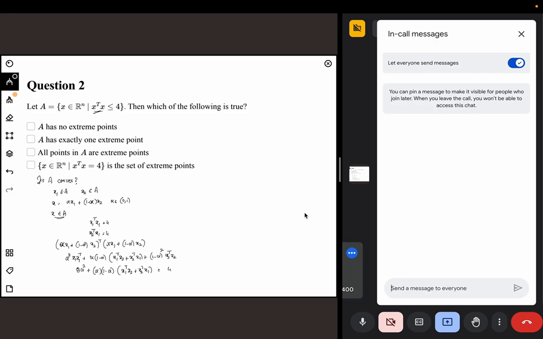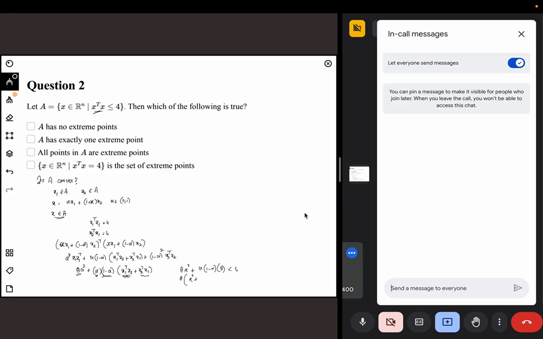But can we say anything about whether this will be less than 4? We know that this particular quantity is always less than or equal to 4, and this particular quantity is also less than or equal to 4. Alpha is a positive quantity, 1 minus alpha is a positive quantity, so this is also positive. So the maximum value it can take is 8 alpha square plus alpha into 1 minus alpha into 8. This is the maximum value this thing can take, and it is always positive, so it should be less than 4. If this is less than 4, then x belongs to the convex set. So you can just verify that.